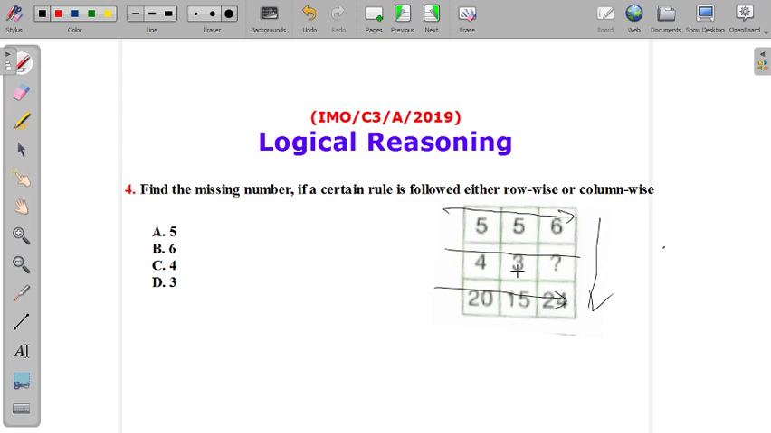What we can say is that between 5, 5, 6 and 20, 15, 24 there is no relation. If you look at the vertical 5, 4, 20, it looks like 5 into 4 is equal to 20. If you see here 5, 3, 15, 5 into 3 is 15. So something logical is looking. The same logic I can apply here: 6, then question mark, 24. So 6 is multiplied with some value that gives 24. To find that we have to divide 24 by 6. If you divide 24 by 6, you will get 4. So the option here is C. The answer for this particular question is 4.